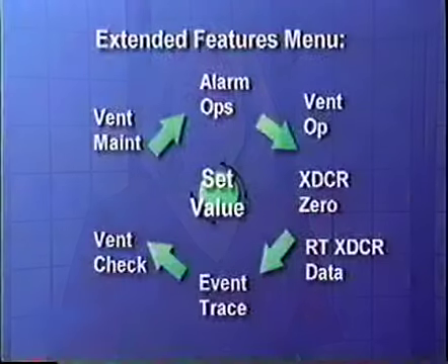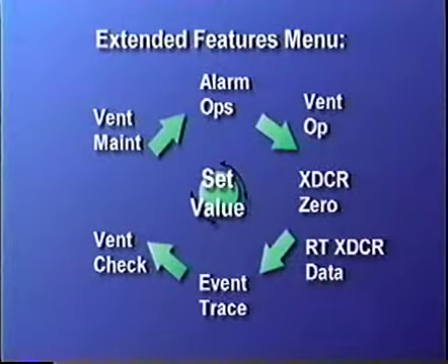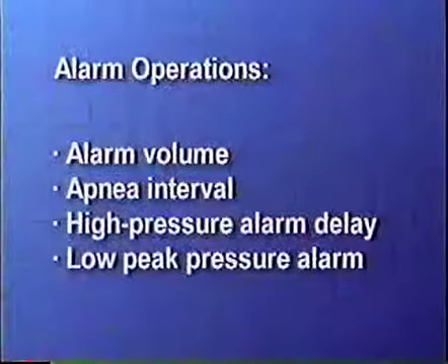This segment will describe the options available under the Extended Features menus and how to access and set them. The main menus in the Extended Features are Alarm Operations, Ventilator Operations, Transducer Auto Zero, Real-Time Transducer Data, Event Trace, Ventilator Checkout Tests, and Ventilator Maintenance. Our main emphasis in this video will be on the alarm operations and the ventilator operations.